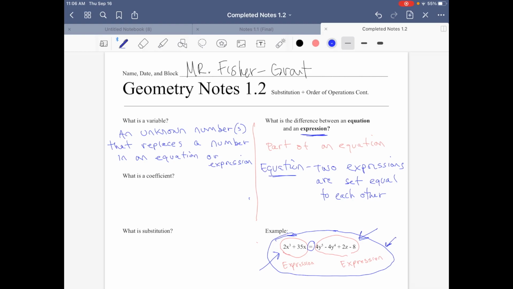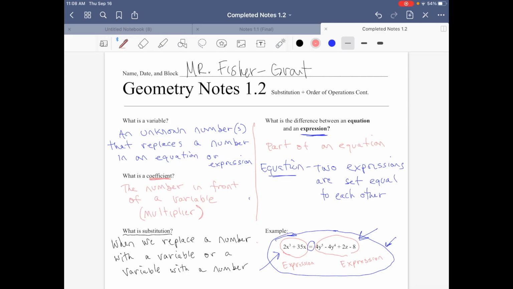So moving along, let's skip coefficient for a second and jump down to substitution. So what is substitution? Substitution is when we replace a number with a variable or a variable with a number again. And a coefficient is the number in front of a variable, and it is always a multiplier.